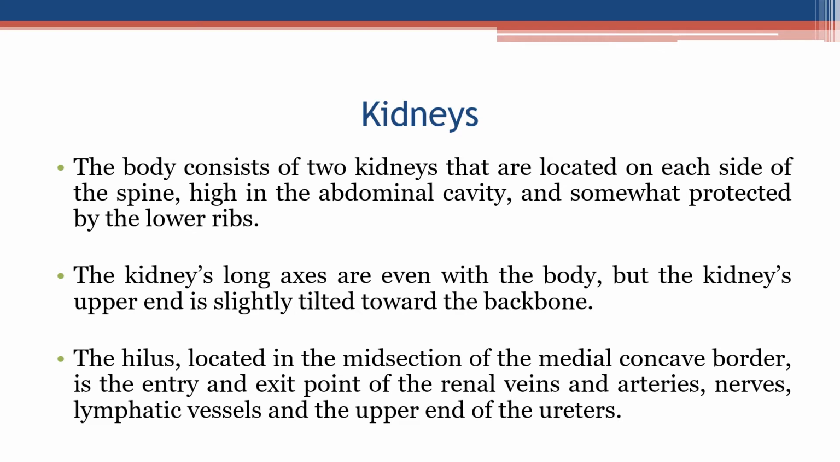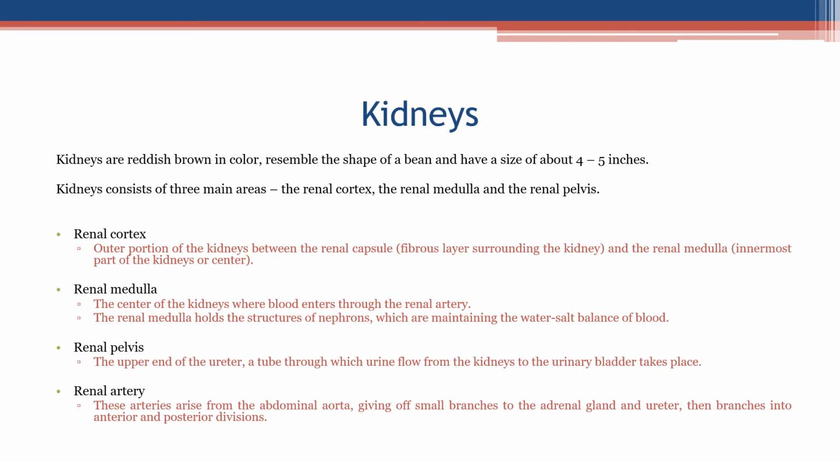The kidney's long axes are even with the body, but the kidney's upper end is slightly tilted toward the backbone. The hilus, located in the midsection of the medial concave border, is the entry and exit point of the renal veins and arteries, nerves, lymphatic vessels, and the upper end of the ureters. Kidneys are reddish-brown in color, resemble the shape of a bean and have a size of about 4 to 5 inches. The kidneys consist of three main areas: the renal cortex, the renal medulla, and the renal pelvis.